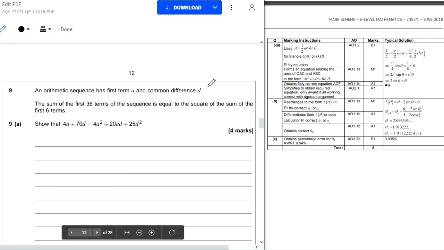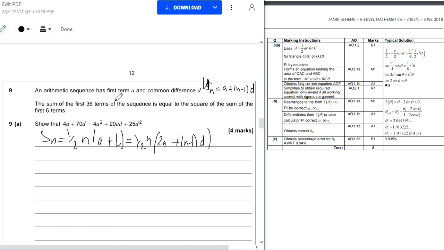So yeah. Number 9, an arithmetic sequence has the first term a, common difference d. The sum of the first 36 terms of the sequence is equal to the square of the sum of the first 6 terms. So that's the case. So for this, really, you've got to know your sums of arithmetic sequences, and then it's saying the sum of the first 36 is equal to the square of the sum of the first 6. So that, and all you've got to do is plug in your different values.